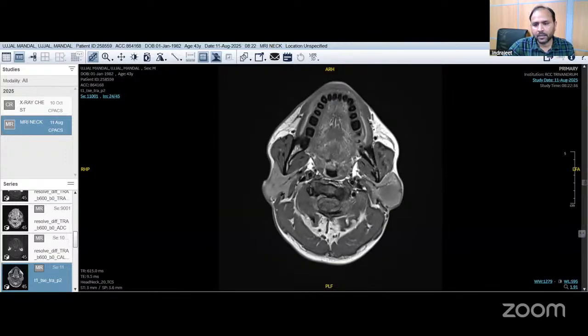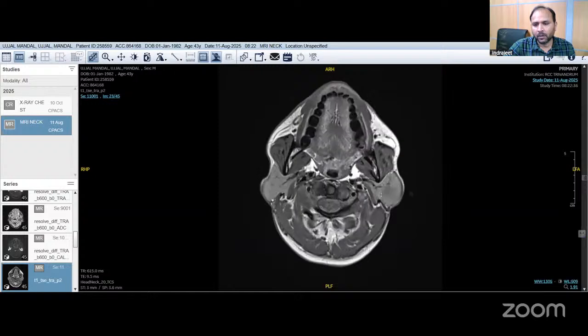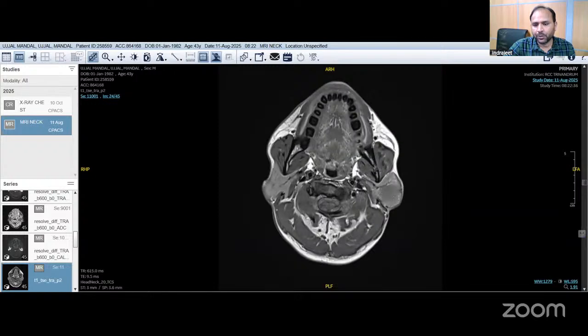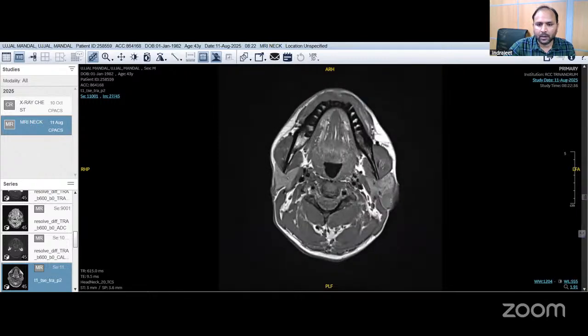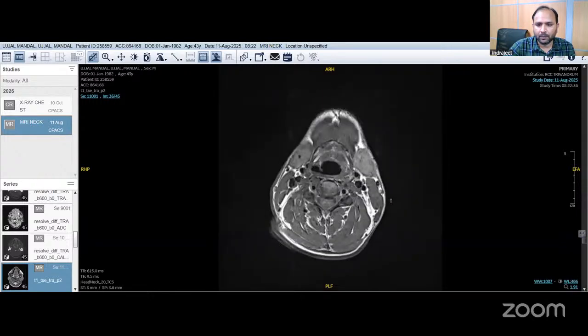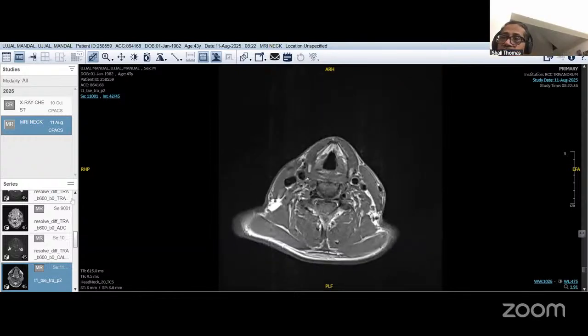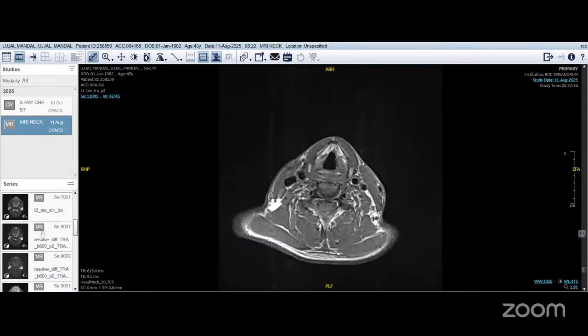It doesn't seem to be involving skin or bone. It is limited to the parotid tissue only. Okay. Yes, no cervical lymph nodes also. No cervical lymph nodes also, sir. You show the T2 or contrast.